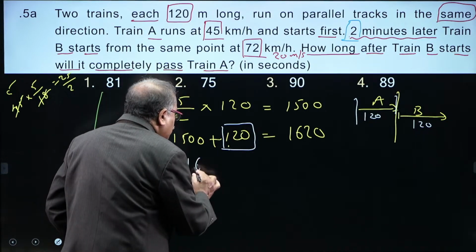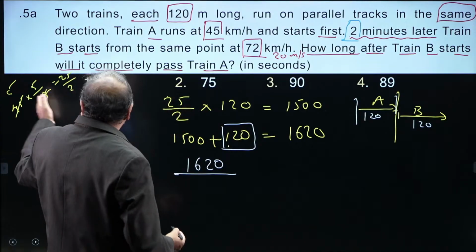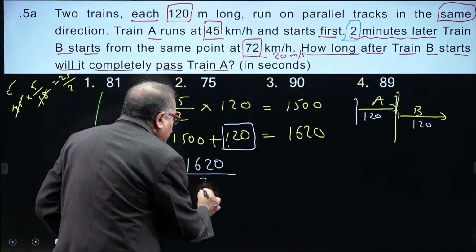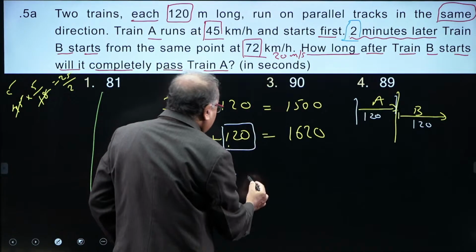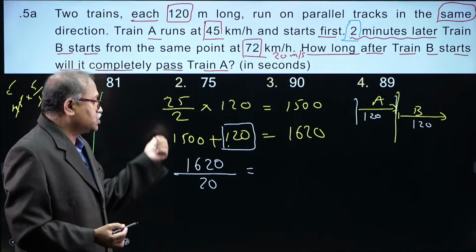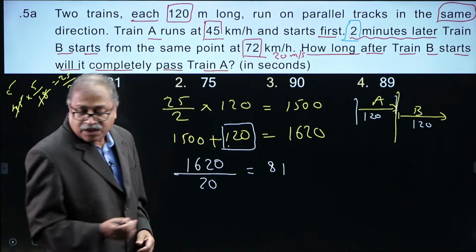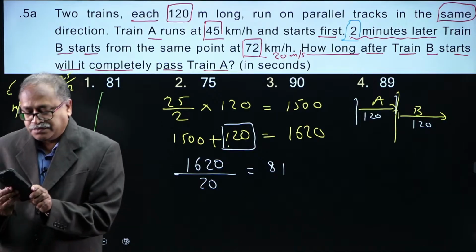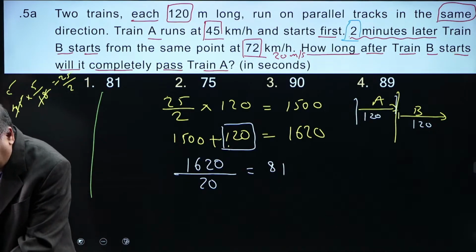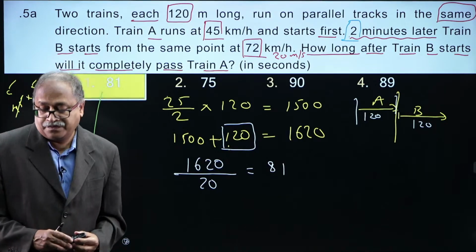So, my answer should be 1620 divided by 20 meter per second. Is it that 20 meter per second? So, I will be getting the time in seconds, and that is nothing but 81. So, that is 81 seconds. Anyone answered it? Okay, 81 seconds is the answer. Anywhere 81 is there, option choice 1.